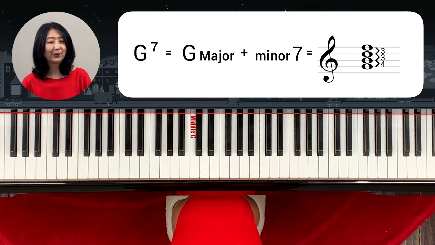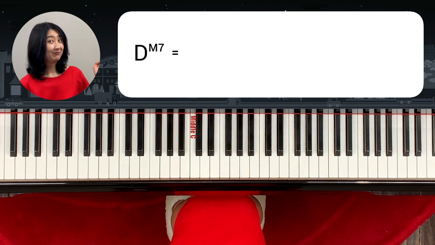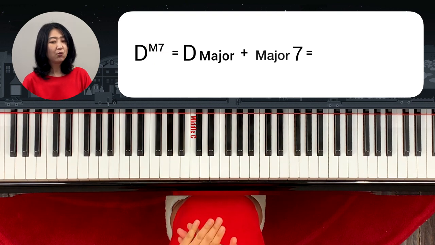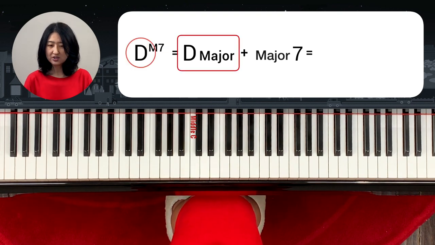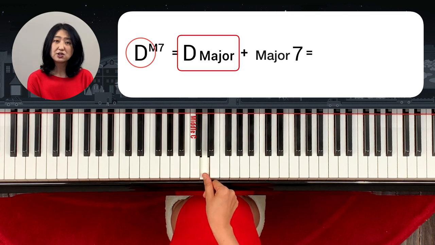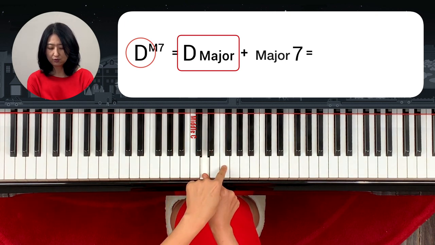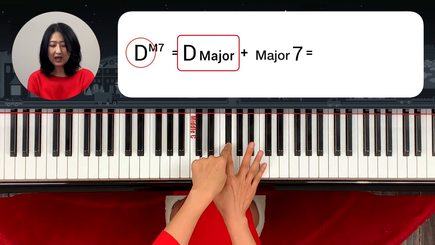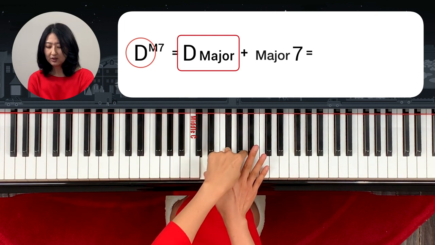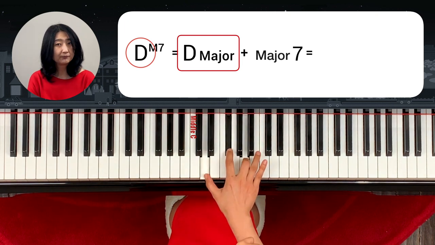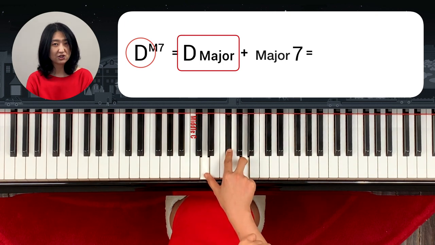Then what about this one? The letter D stands for the D major chord. And above that, M7 means major seventh chord. So first we have to find the D major chord. Where's D? Starting from here. If it's major, it's 4 half steps from the bottom to the middle note. So 1, 2, 3, 4. So we need this flat key. And then from here to the top note should be 3 half steps. So 1, 2, 3. Like this. This is the D major chord.